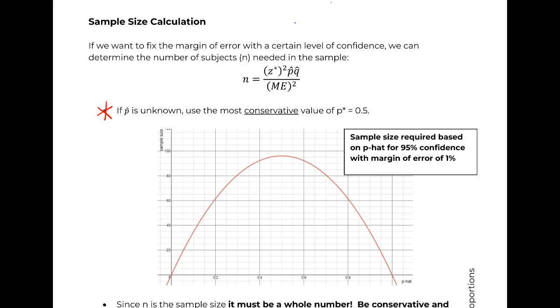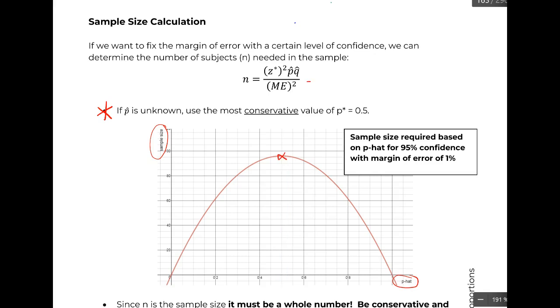The reason for this is this is basically what our different sample sizes are given certain p hats. And you can see we basically have an upside down parabola, right? A parabola that opens down that has its vertex or maximum value at 0.5.